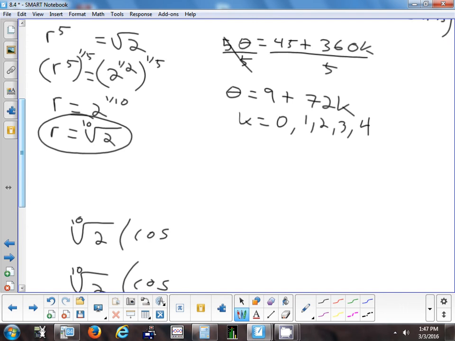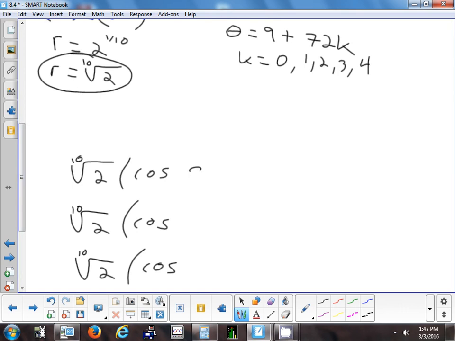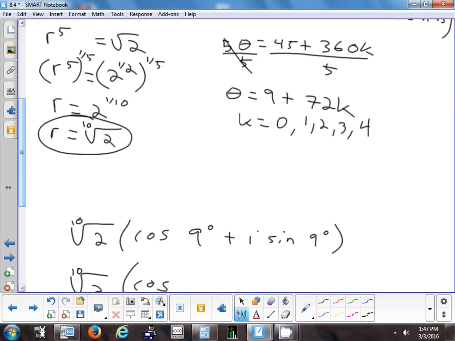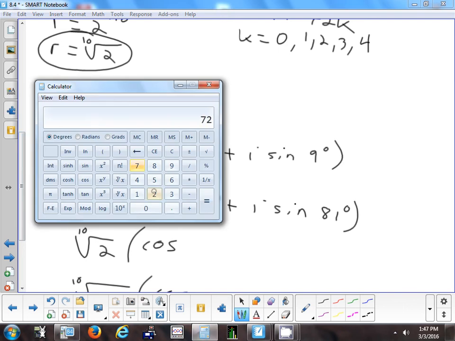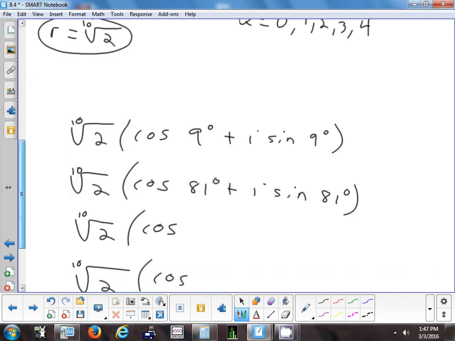Let k equals 0. 72 times 0 plus 9. 9. So your first angle is 9 degrees. And now basically after that, you're just adding a multiple of 72 each time. 72 times 1 plus 9, 81. Okay, now you're going to do 72 times 2 plus 9. 153.